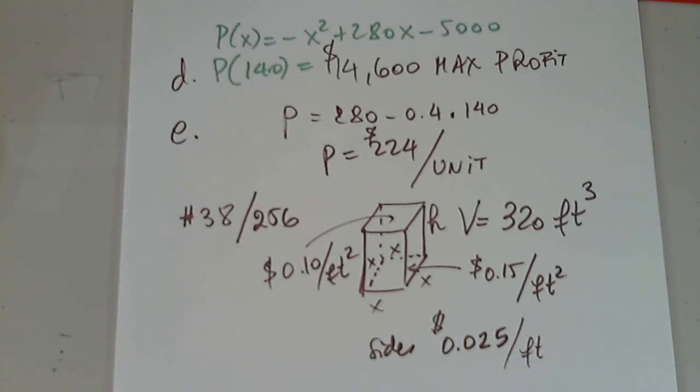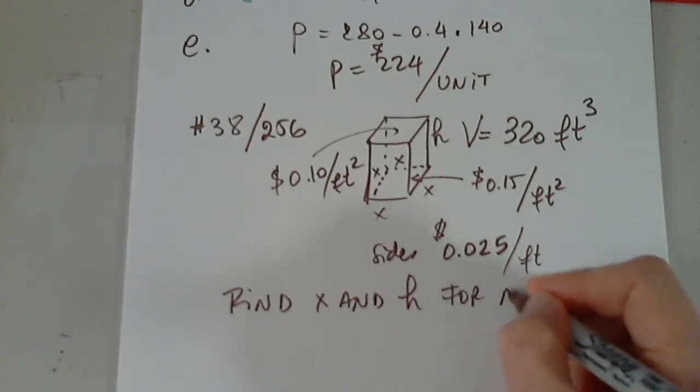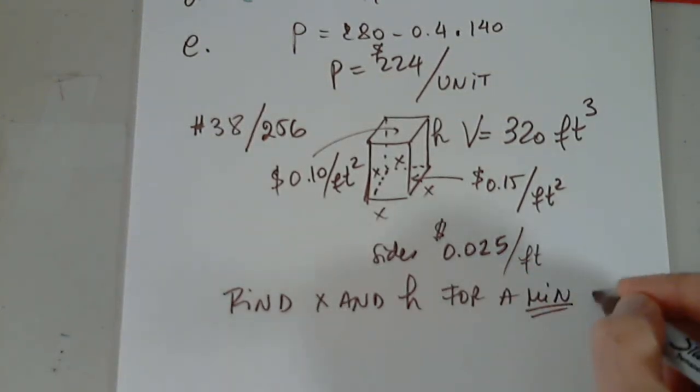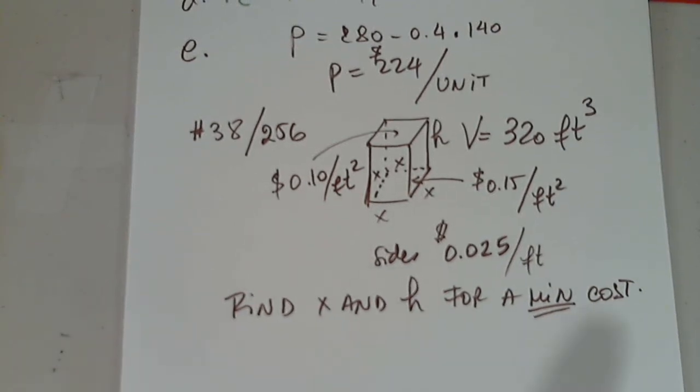Okay. What dimensions will minimize the cost? Find x and h for a minimal cost. For a minimum cost for the box. Okay.